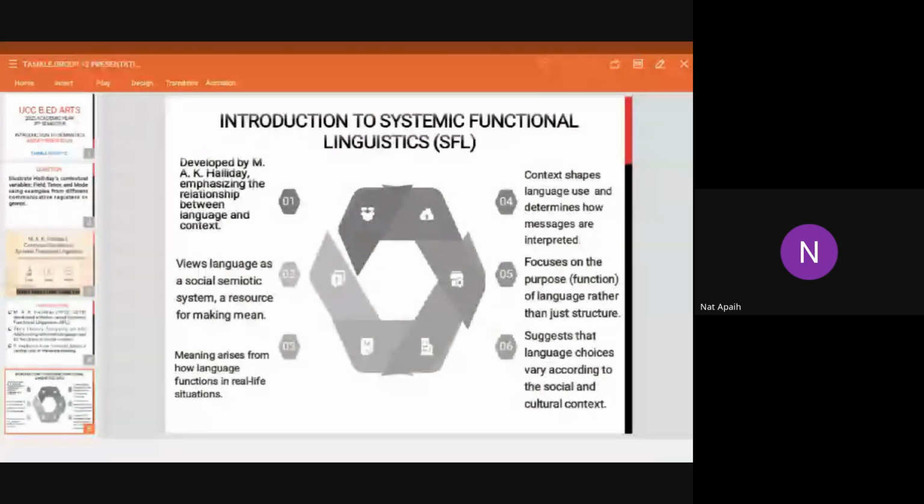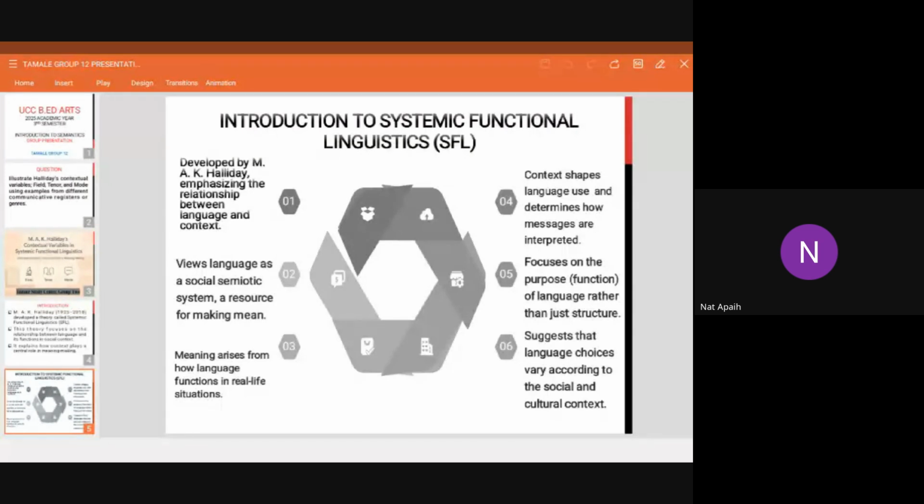So let's look at the theory more. The theory was developed by M.A.K. Halliday, and it emphasizes the relationship between language and context. As other presenters have spoken already, context is very important when it comes to interpretation of utterances. This theory views language as a social semiotic system, a resource for meaning making. So it views language as a means to make meaning. Then it also says that meaning arises from how language functions in real life situations.